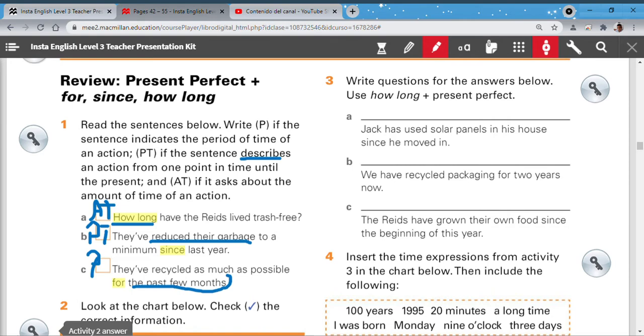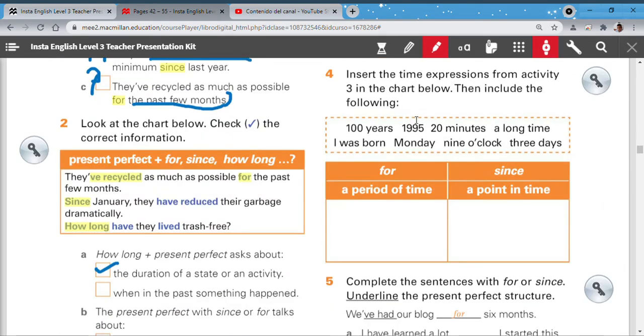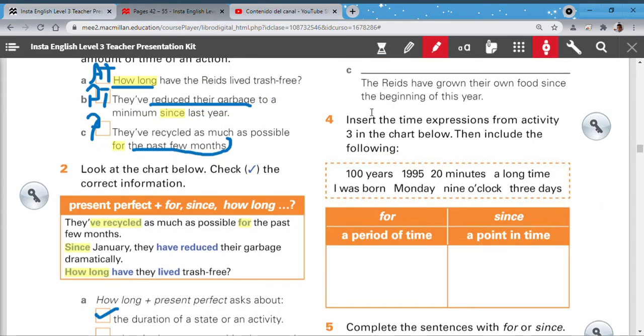Excellent. So, remember, if you want to complete this, you can listen to the audio, listen to the video, and complete the activity. Number 4. Insert the time expressions: 100 years, 1985, 20 minutes, a long time, I was born, Monday, 9 o'clock, or 3 years. Remember, those are examples. You can modify the number, okay? Or the phrase.